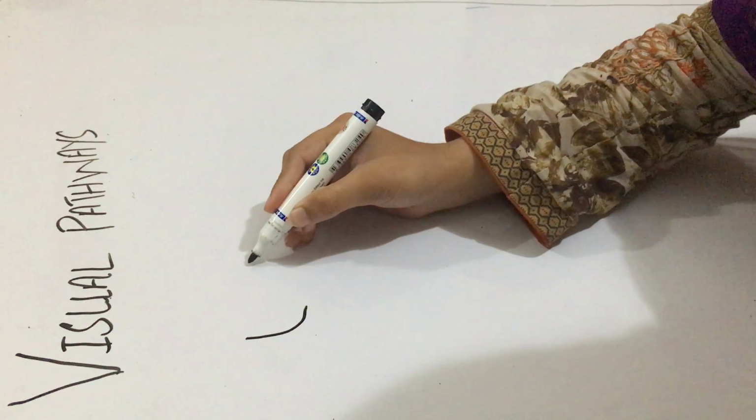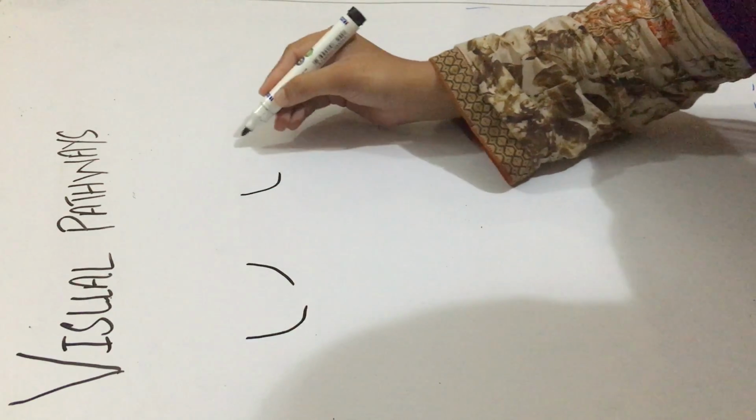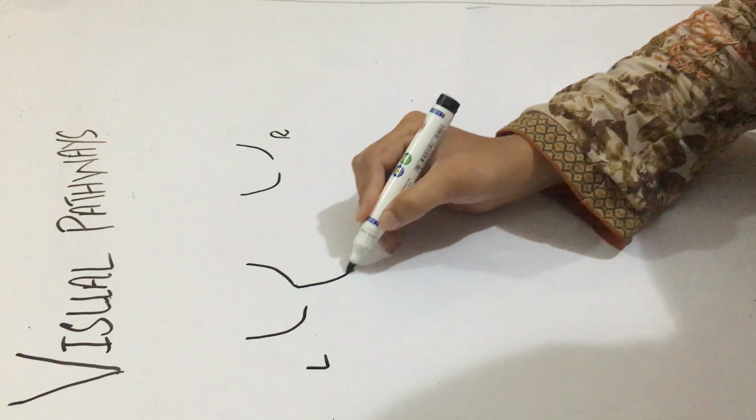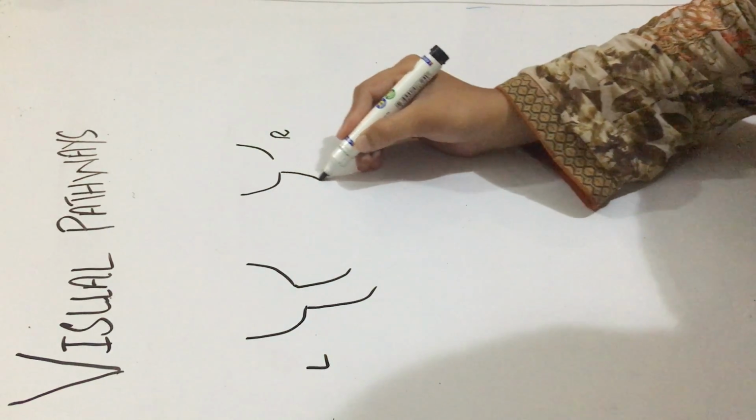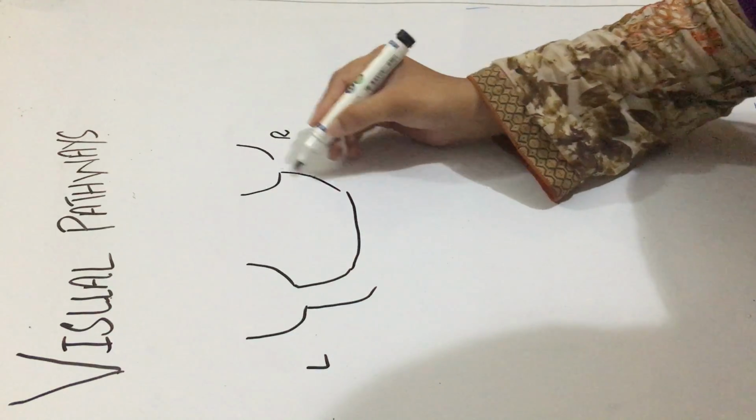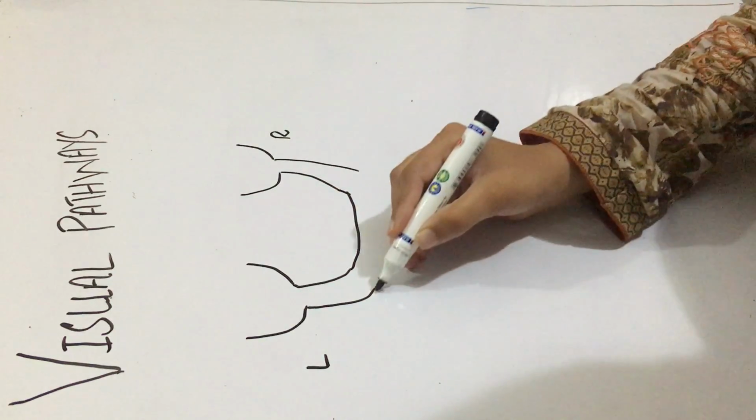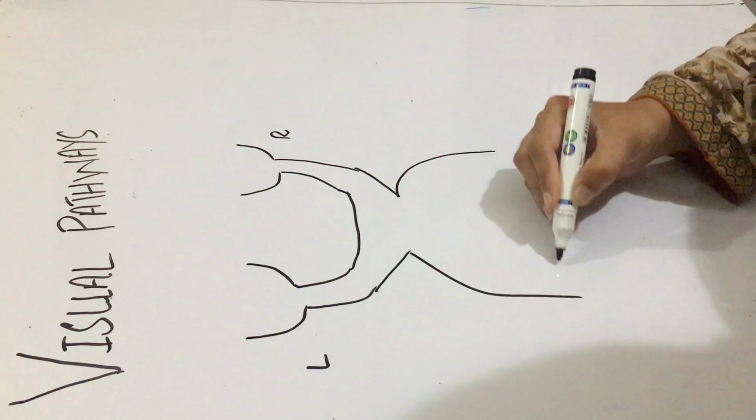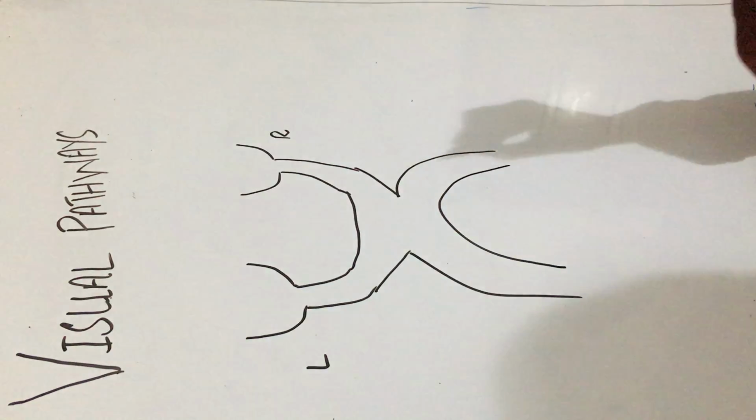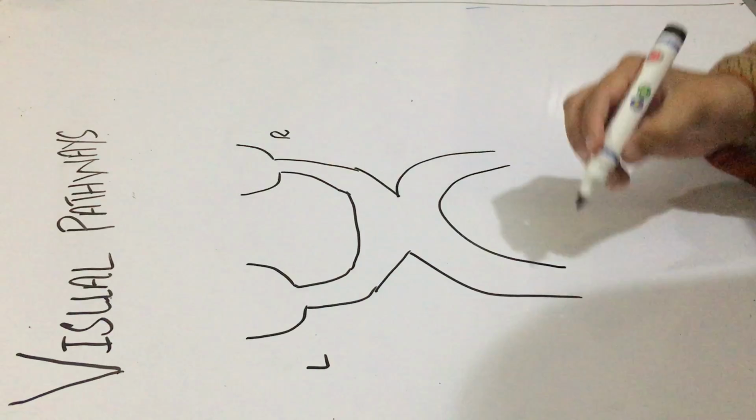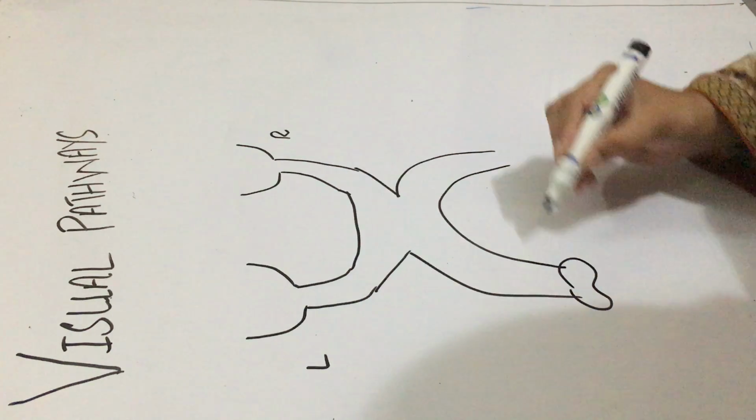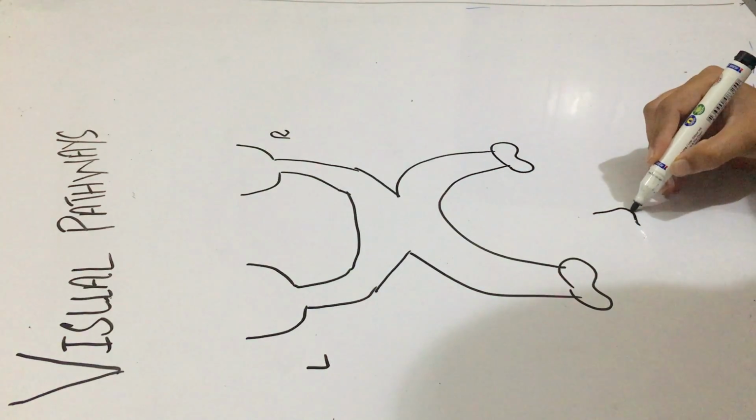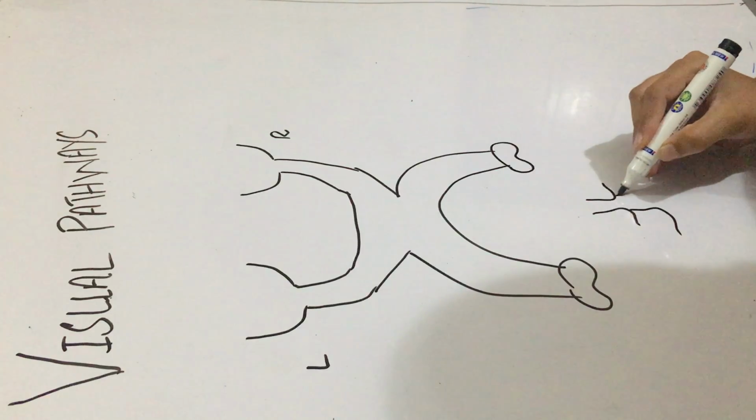Here I draw the eye. Suppose this is the right eye. This is the left eye. Now this is the optic nerve coming out. Here is the pathway for the crossing over of the fibers, like this. Okay. This is the lateral geniculate body, and this is the occipital cortex.